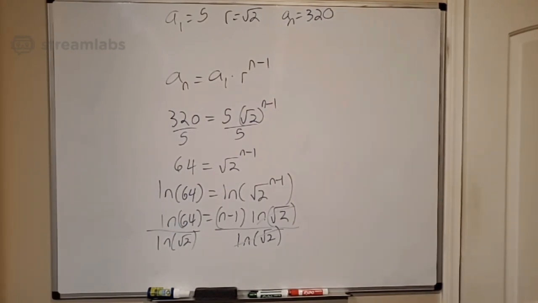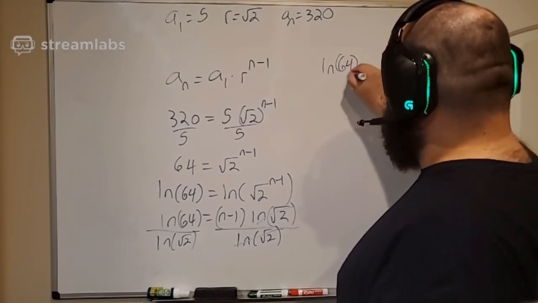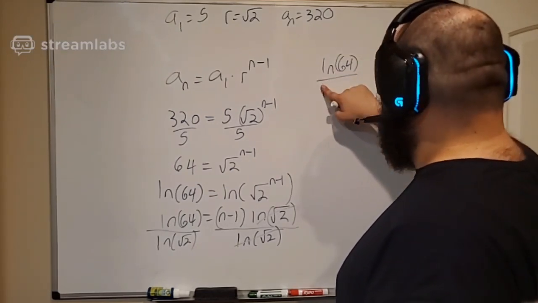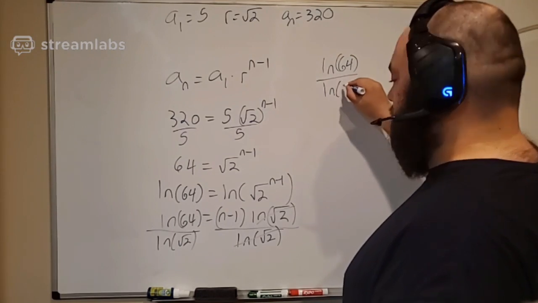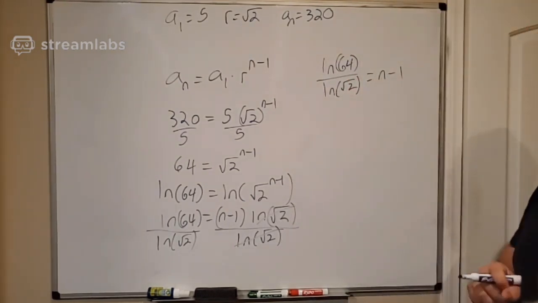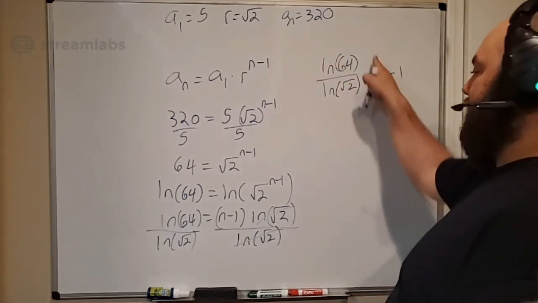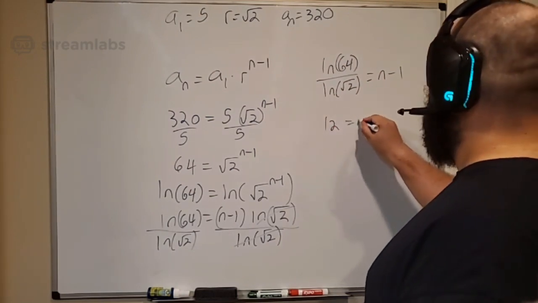Okay, I'm going to move up to the top right now, so then we get ln of 64 over ln square root of 2 equals n-1. And my next step would be? Add 1. So add 1 to both sides. So this you put in your calculator, you should get 12. And then add 1. So n equals 13.